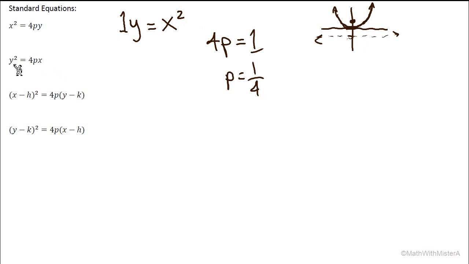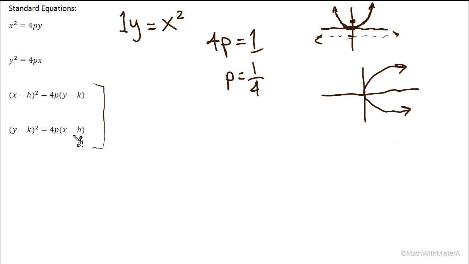Our second form here, y squared equals 4p times x, is simply a parabola that is now symmetric about the x-axis. So we would see it opening to the right. Our last two forms are forms where the vertex is not necessarily at the origin. We still know that our vertex is found at (h, k). So seeing it in this form, we'll be able to quickly identify the x and y coordinates of the vertex, as well as the quantity p, which describes the distance from the vertex to the focus, and from the vertex to the directrix.